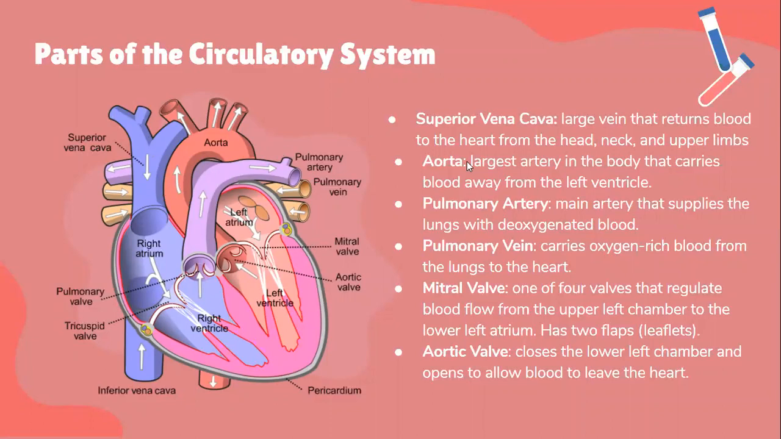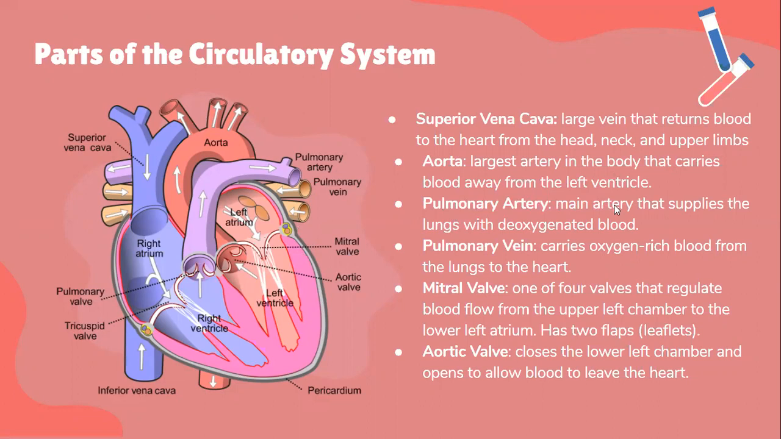Then we have the aorta, which is the largest artery in the body. Always remember that the aorta is the largest one. It's very, very important. It plays a major role. It's the largest artery that carries blood away from the left ventricle. So we said the superior vena cava goes into the heart. The aorta is bringing blood out of the heart and into the lungs and the rest of the body, and it leads away from the left ventricle, which is right here.